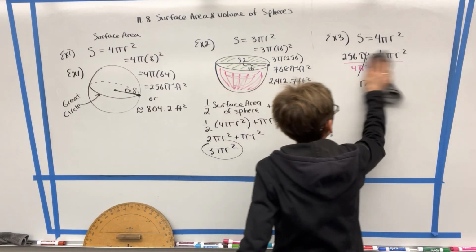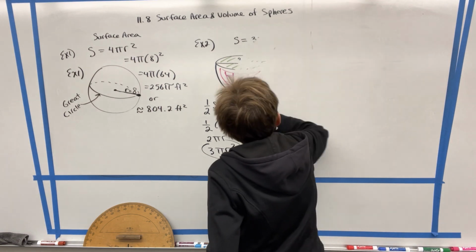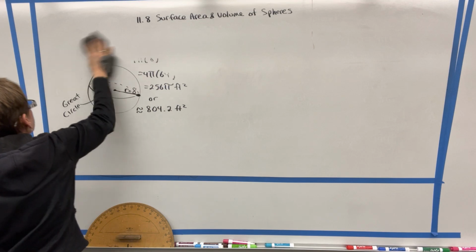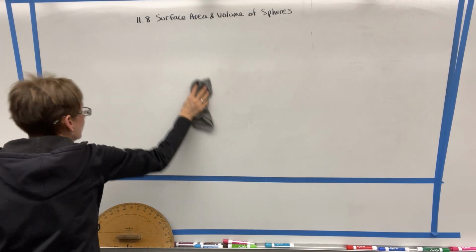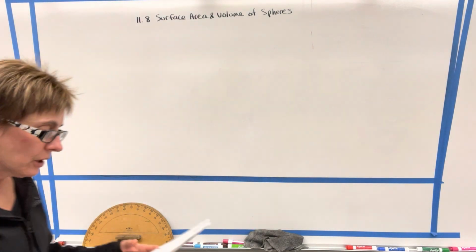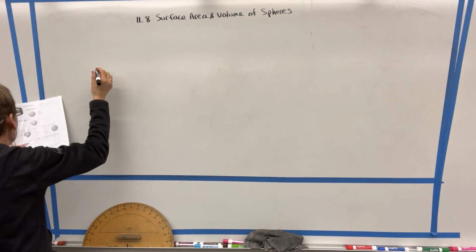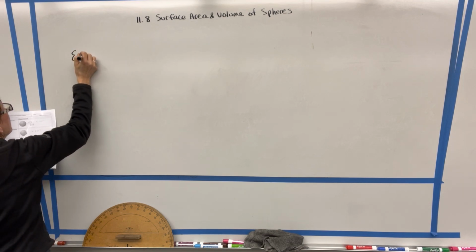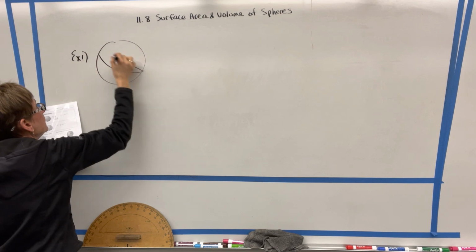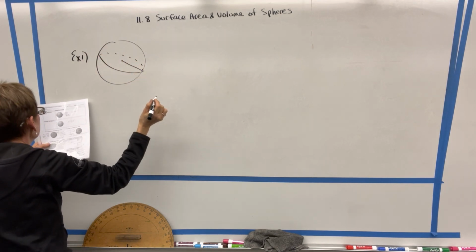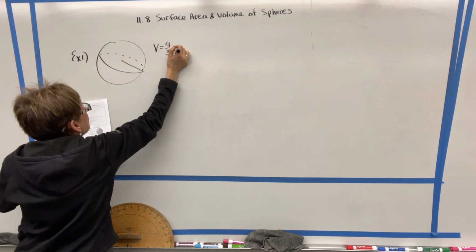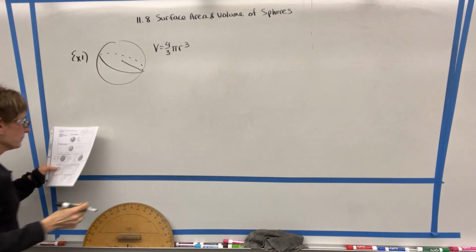Now, I'm going to erase this information, and we're going to talk about volume of a sphere. And then we will be done with new material for this school year. So I'm super excited for you guys. All right, let's go ahead and look at the formula for volume. So we'll draw our sphere here. We'll show the radius. And our formula for volume is 4/3 times pi r cubed.